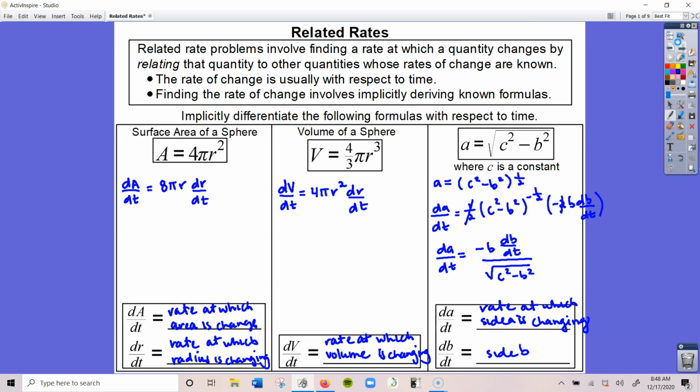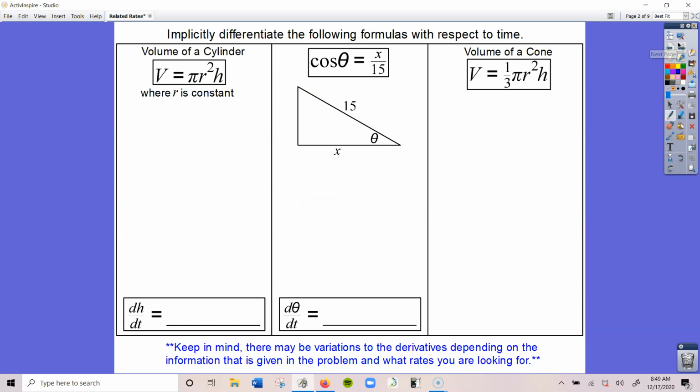Let's look at a couple more equations. We have the volume of a cylinder where r is a constant. So again, we don't have to worry about finding the derivative of r using the product rule because the radius does not change. So the derivative of the volume of a cylinder would be dV dt equal to pi r squared, since this is just a number, times dh dt. We've already figured out what dV dt is, but dh dt would be the rate at which the height is changing.